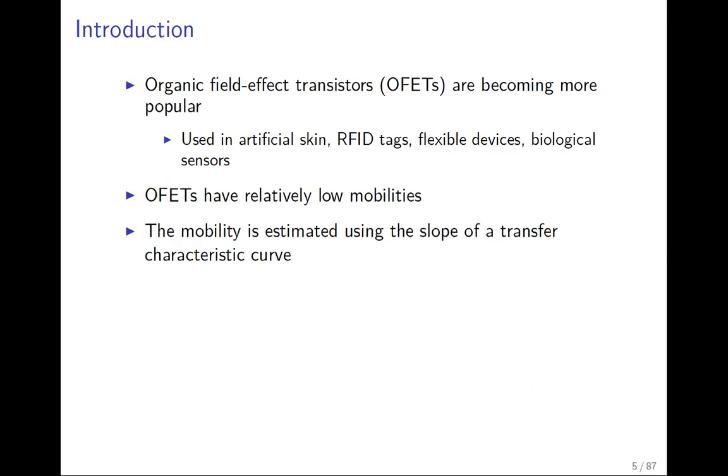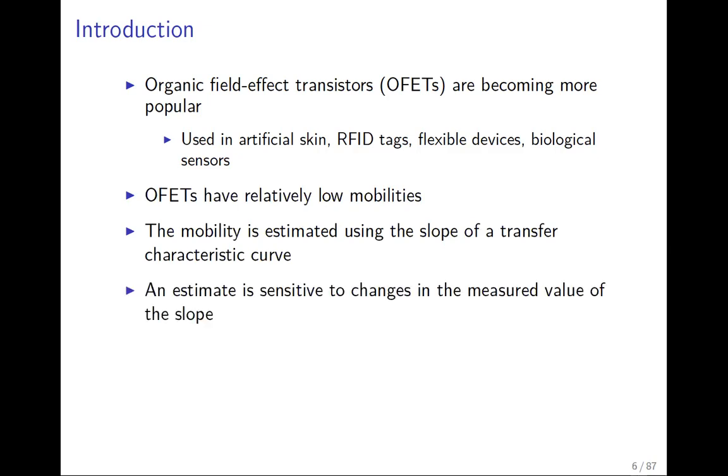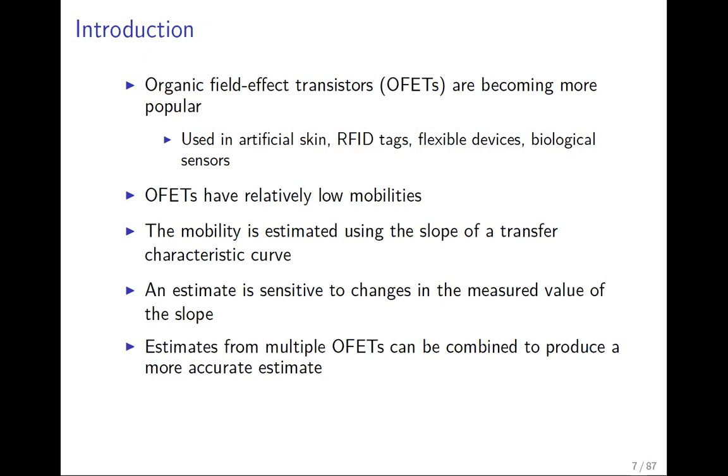The mobility is estimated using the slope of the transfer characteristic curve. The estimate is sensitive to changes in the measured value of the slope, so accurate estimation of the slope is crucial. Accuracy can be increased by combining estimates from multiple OFETs. Combining multiple estimates into one also enables us to gauge the uncertainty in the final estimate by computing a confidence interval, which we can't do if we have an estimate from just one OFET.